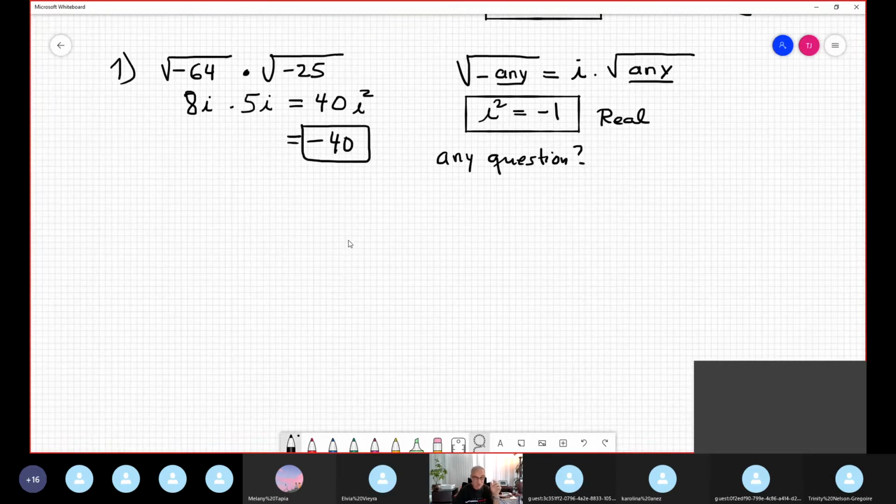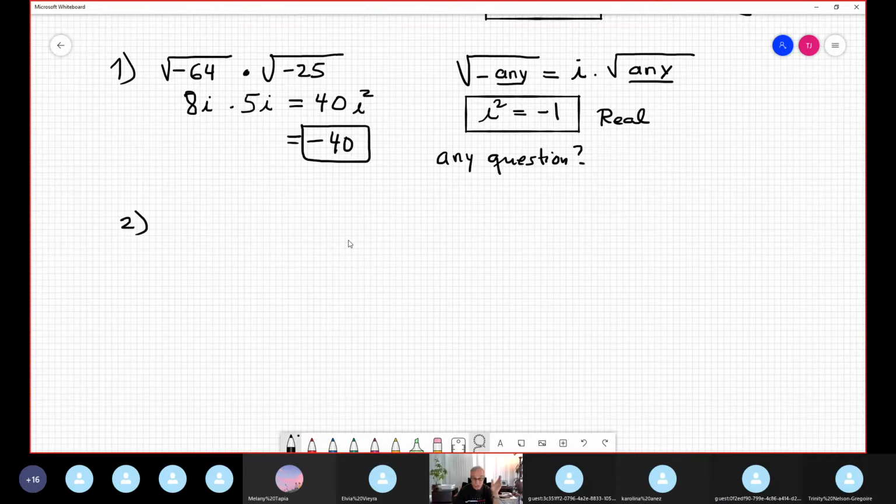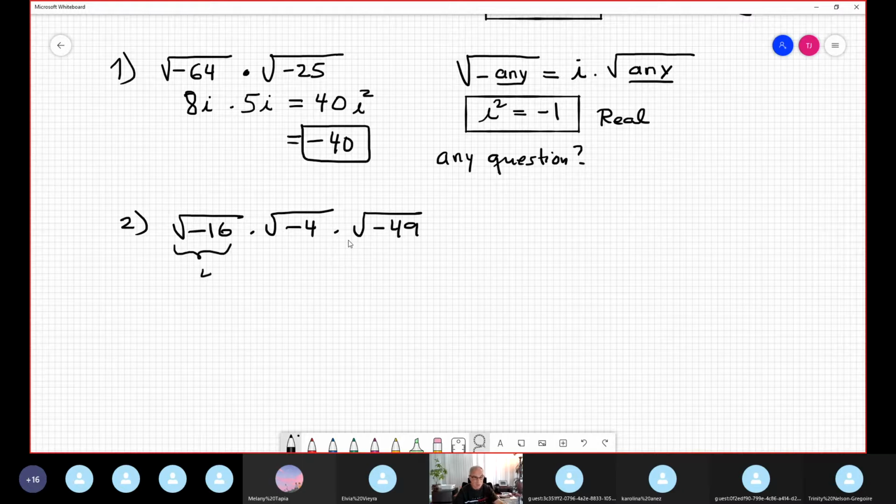Example 2 and 3 is similar, but the only difference is that in 2 we have 3 square roots. And we are doing exactly the same. So this, some typical mistake is trying to put together this radical into only one. No, this is not good. So square root of any negative quantity automatically is imaginary by definition. Okay, so you have this is 4i because the square root of 16 is 4, no? The square root of 4 is 2i, and the square root of 49 is 7i.